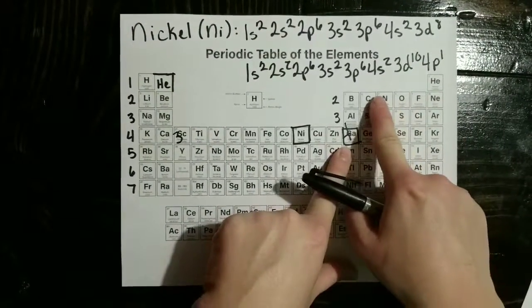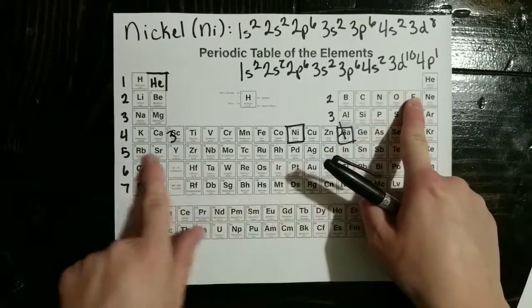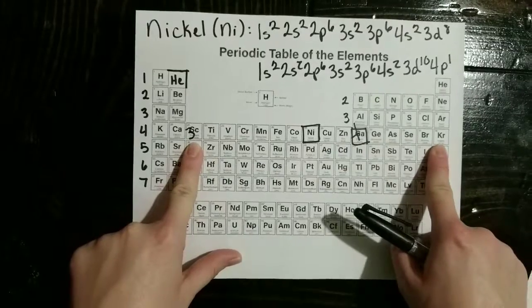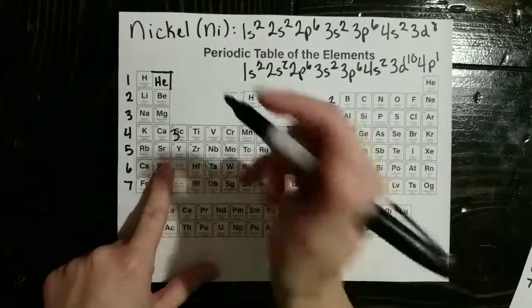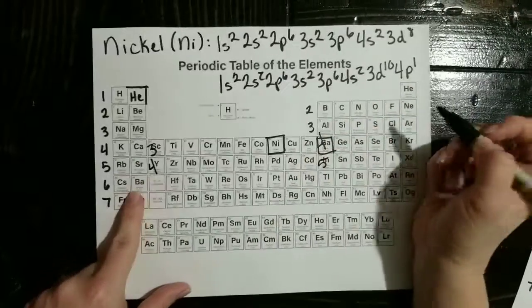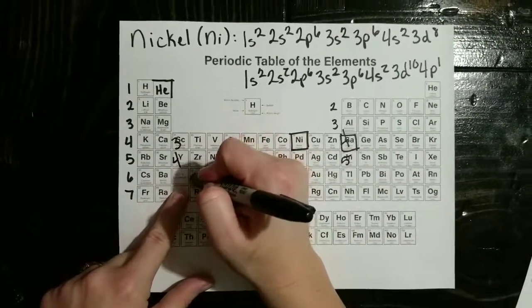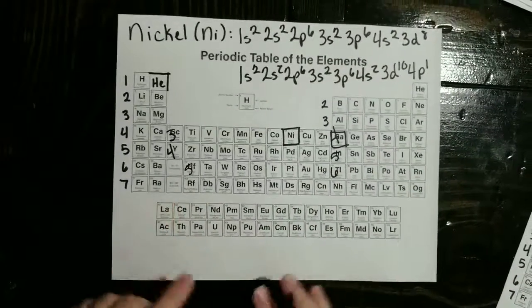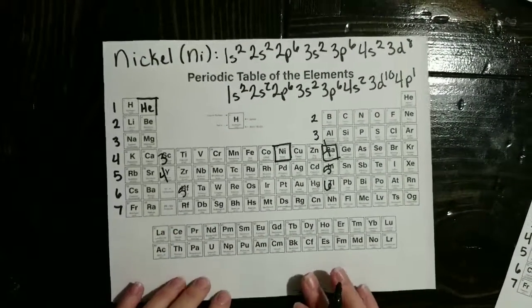So notice that I just went straight across the periodic table. 4s, 3d, 4p. Or you would go 5s, 4d, 5p. Or 6s, 5d, 6p. Okay? Those are 3 examples. The rest of them should be pretty straightforward.